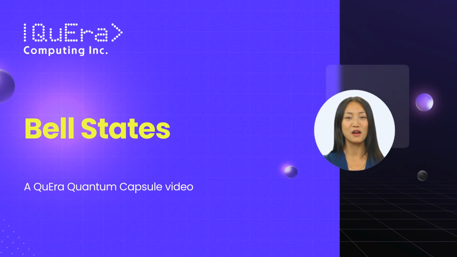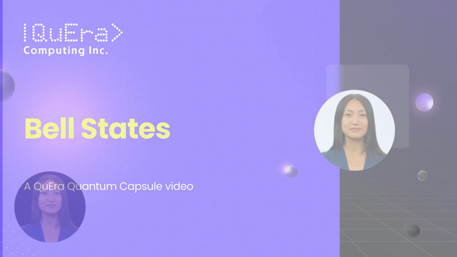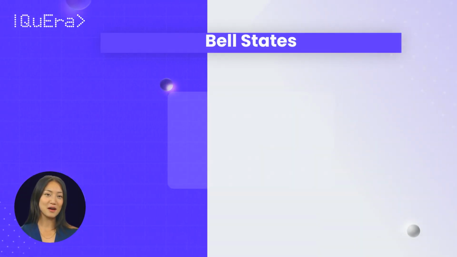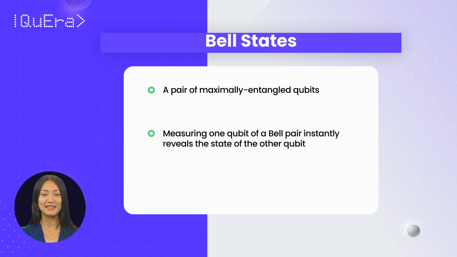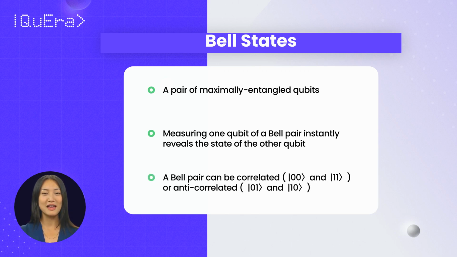In this video, we'll explore Bell states. A Bell state consists of a pair of maximally entangled qubits. Measuring one qubit of a Bell pair instantly reveals the state of the other qubit, regardless of their distance. Bell pairs can be set up to be correlated, in which case they both measure 0 or both measure 1, or anti-correlated, in which case one measures 0 and the other measures 1.